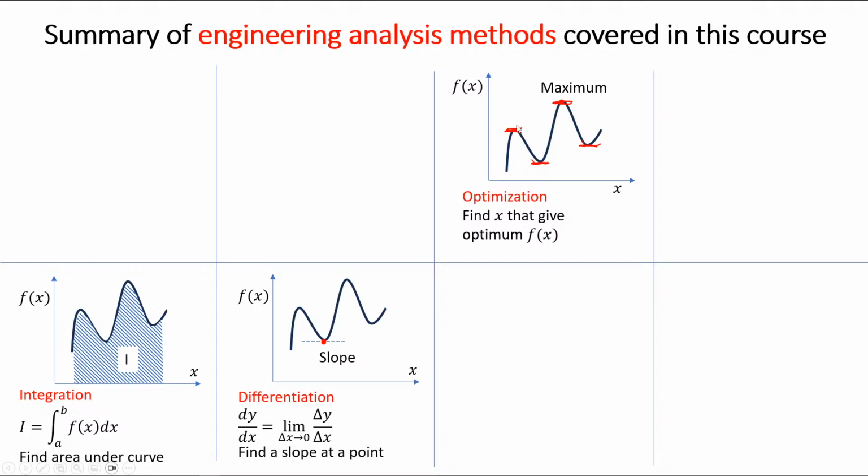What is the rate of change here? The rate of change here is zero. Here the rate of change is increasing. Here the rate of change is decreasing. Here it is zero, zero, zero again. So if we can find the points where the rate of change is zero, that would be our extreme points, the maximum and the minimum, and that is the concept of optimization.